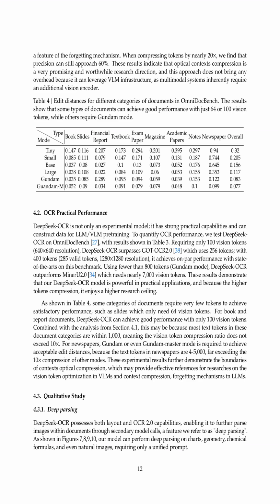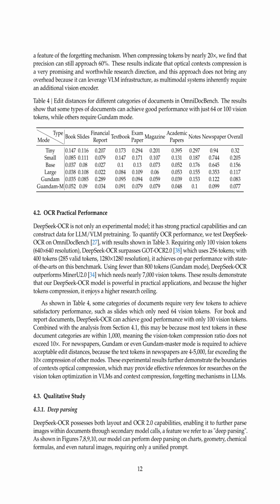a higher research ceiling. As shown in Table 4, some categories of documents require very few tokens to achieve satisfactory performance, such as slides, which only need 64 vision tokens. For book and report documents, DeepSeek-OCR can achieve good performance with only 100 vision tokens. Combined with the analysis from Section 4.1, this may be because most text tokens in these document categories are within 1,000, meaning the vision token compression ratio does not exceed 10x.